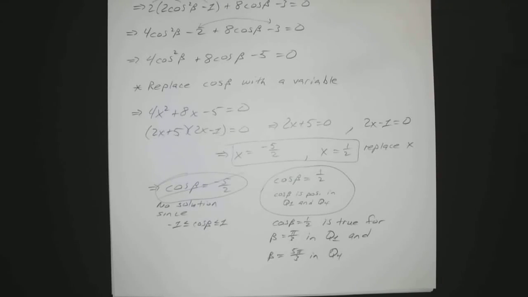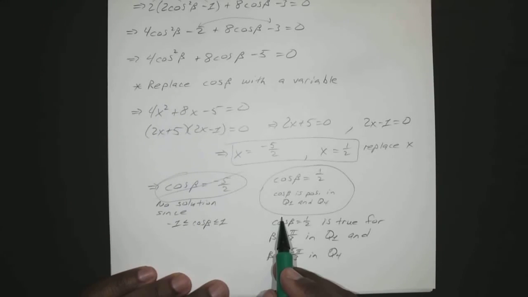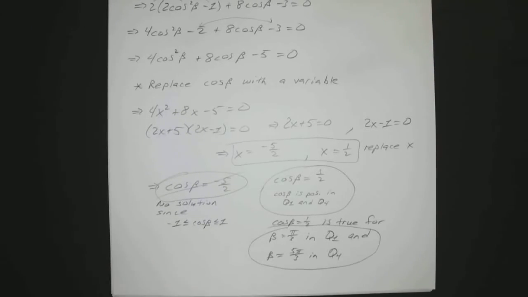Remember in quadrant 4, it's just 2 pi minus theta. So it would be 2 pi minus pi over 3. That's how you got your 5 pi over 3. Okay, so those would be your two answers. All right, so any questions on that one? All right.